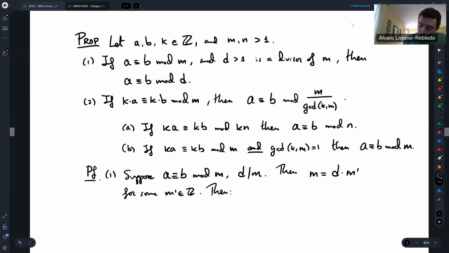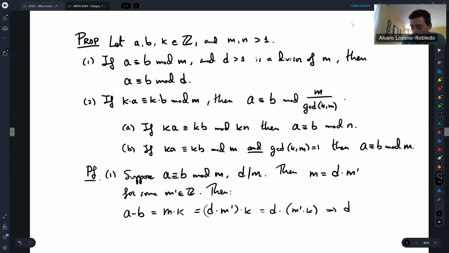Then what happens? A minus B is a multiple of M, so it's M times K for some K. And then I can rewrite this as D times M prime times K. So D also divides A minus B, which implies that A is congruent to B modulo D. Okay, that proves part 1 of this theorem.